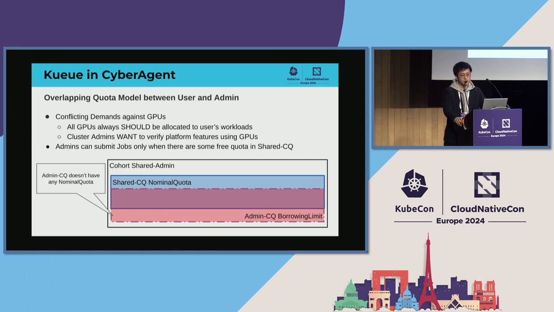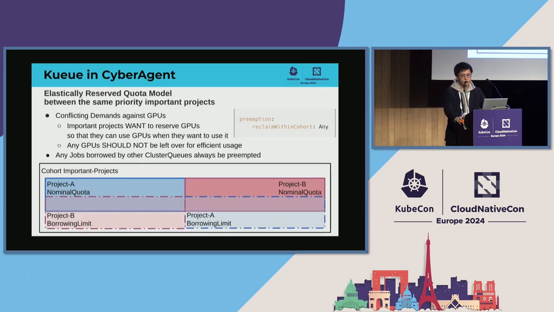Once user jobs are submitted to the queue, admin jobs are preempted. The second conflicting demand: first, important projects want to reserve GPUs so that they can use GPUs when they want to use them. Second, no GPUs should be left over, for efficient usage.